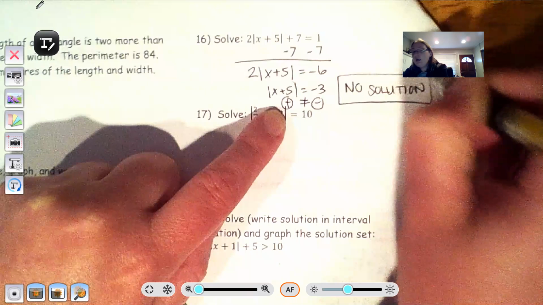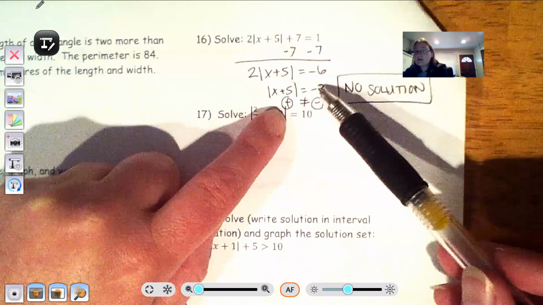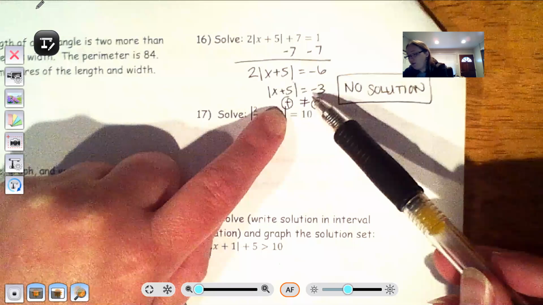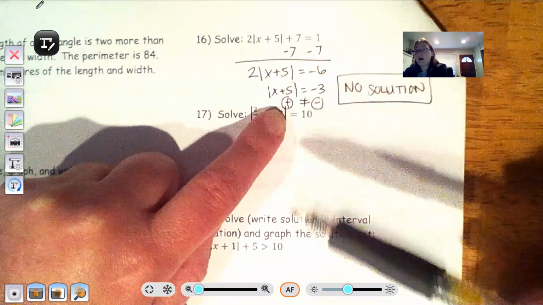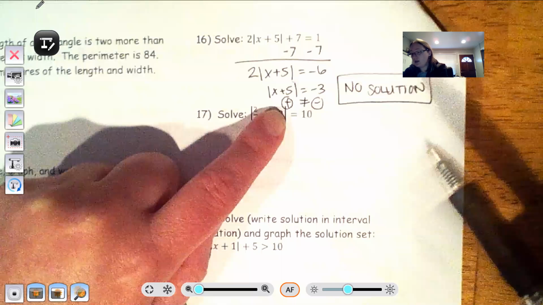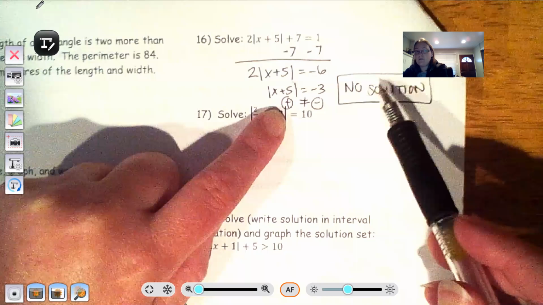If you continued and found values for x, then if you checked your work, you'd discover neither of them actually work out. And so then you could say, okay, no solution.